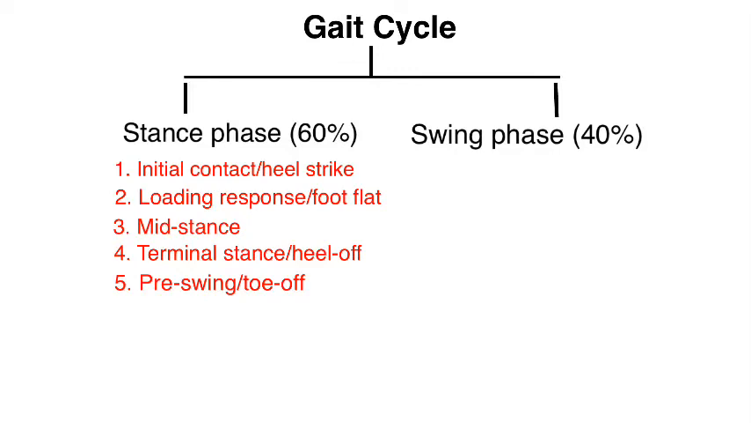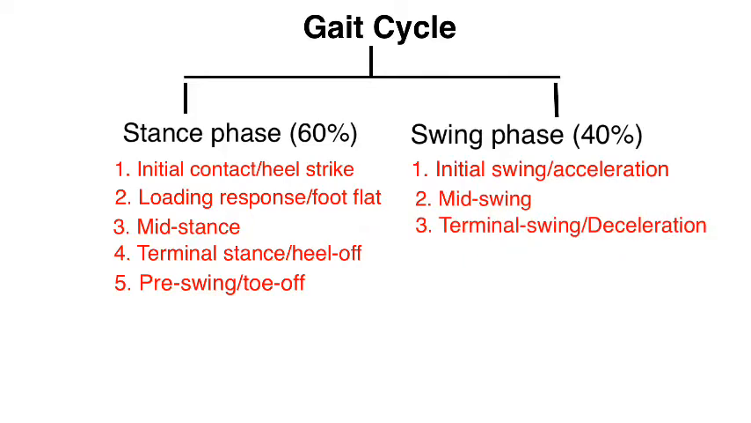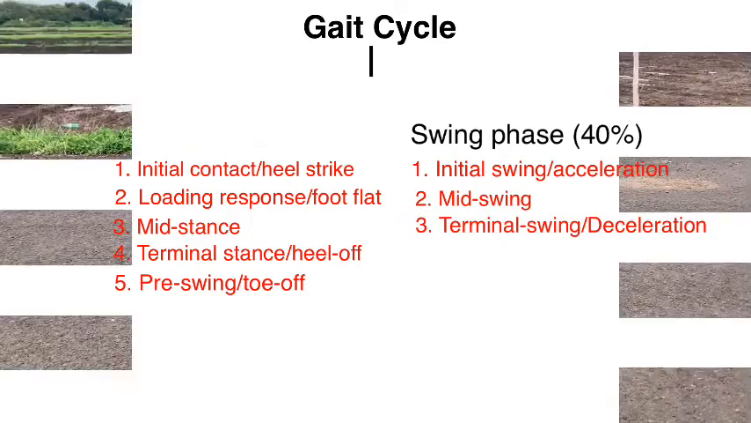Next, let's move to the swing phase. The swing phase is where the foot is away from the ground, not in contact with the ground. It is further divided into three steps. First is initial swing or acceleration, then mid swing, and the terminal swing, which is also called deceleration.